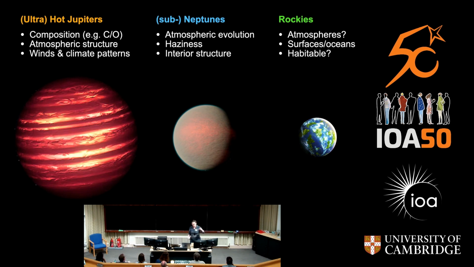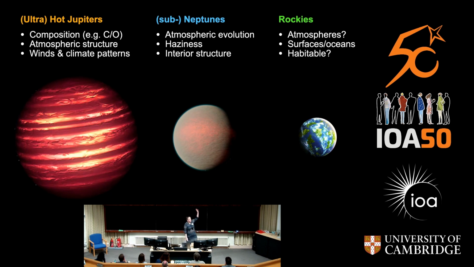As we go down in mass and size, we come into the Neptunes and the sub-Neptunes. We don't really know what sub-Neptunes are. There's a degeneracy in their mass and radius with what their interior and atmosphere is. I'll show you a bit more in a minute on that. But with them, we're interested in their atmospheric evolution. They're susceptible to mass loss if they're too close to their stars. They seem to be hazy. We see lots of flat spectra, and we want to understand their interior structure.